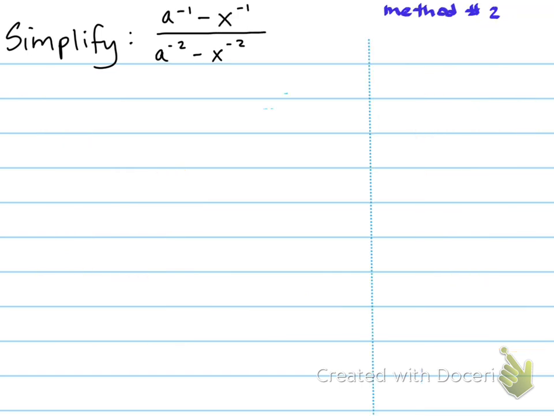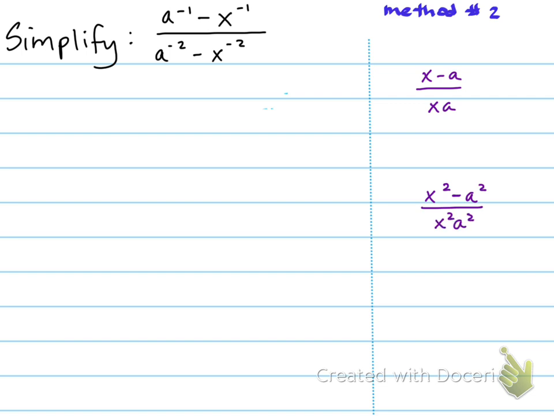Okay, going to this next slide, so showing method 2. Method 2 says you can find your common denominator of both numerator and denominator, and if we did, we remember that we have those beautiful fractions, right? We have the x minus a over xa, that's the common of the numerator, and the common of the denominator was x squared minus a squared over x squared a squared.